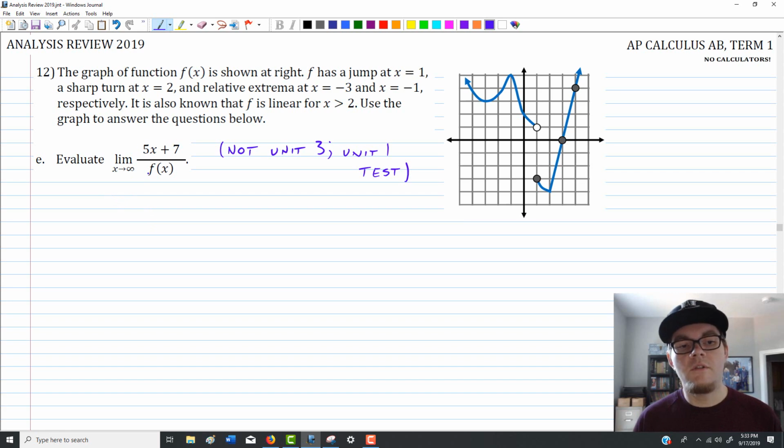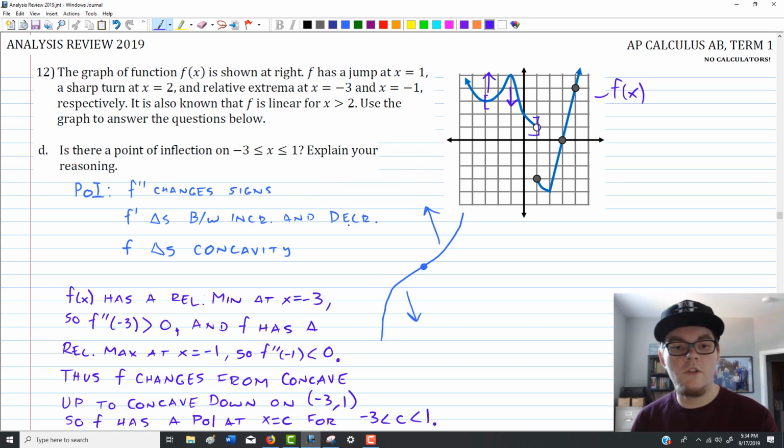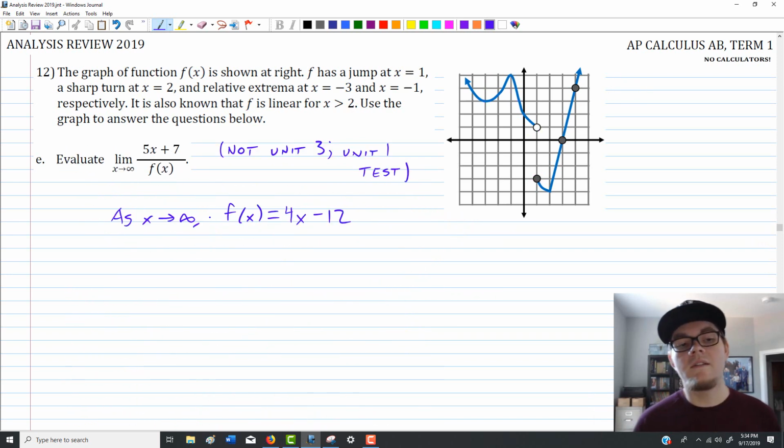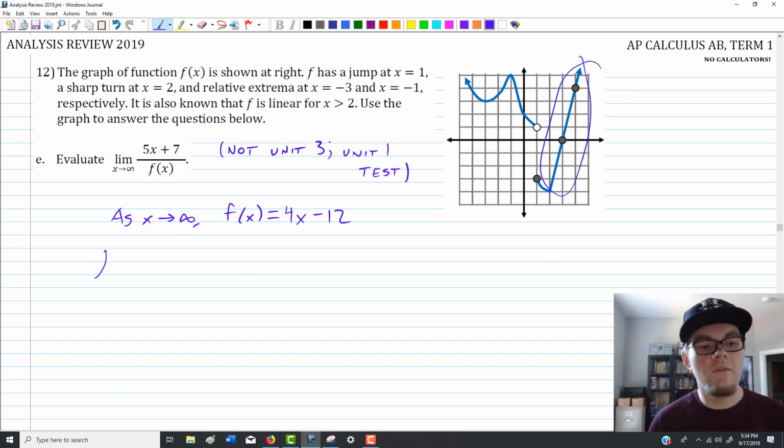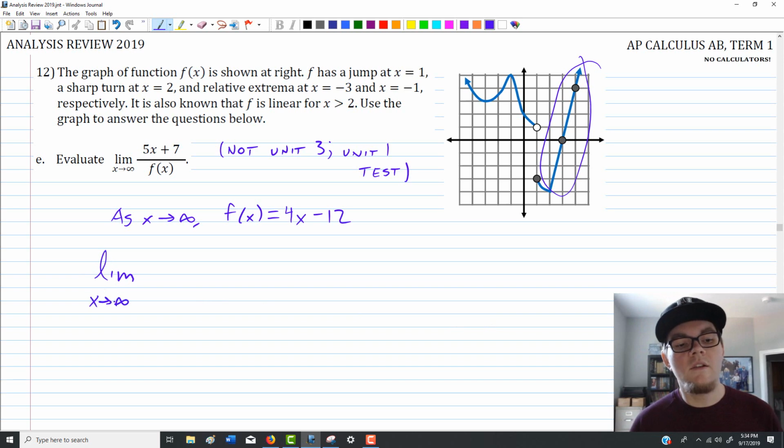So now, the tough thing here is as you look at this, remember the important thing in evaluating a limit as x goes to infinity is to see what the ratio is doing. Well, in here, as x goes to infinity, f of x is linear. And in particular, I think we already found this. I think it's f of x equals 4x minus 12. Quick check says, yeah, 4x minus 12. So basically, that's what f of x is as x goes to infinity. It's this line over here. So given that information, that means what we're trying to evaluate is the limit as x goes to infinity of 5x plus 7 over 4x minus 12.